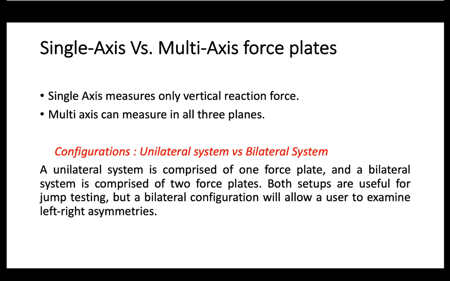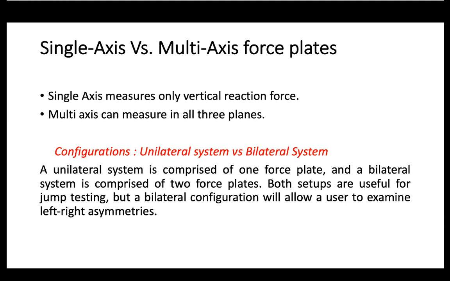The single axis measures only the vertical component of your force, and these are cheaper ones. But in the athletics lab, where we are dealing with sports or athletes, we use multi-axis. Multi-axis means it can record reaction forces in all three planes, and that is very important to detect your posture and your symmetry. So multi-axis systems are used in biomechanical labs dealing with sports.